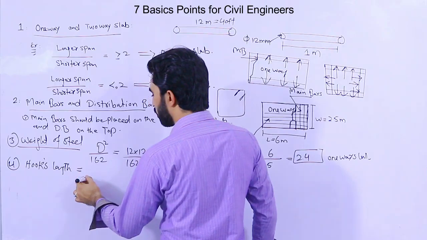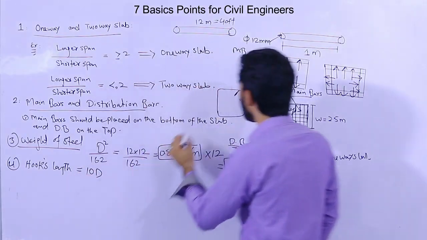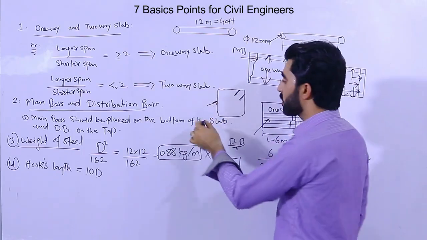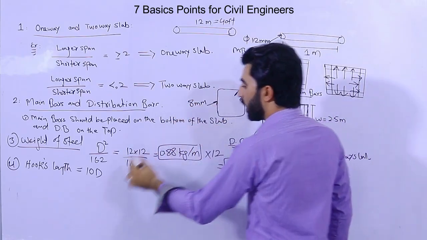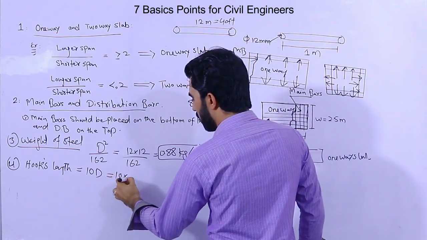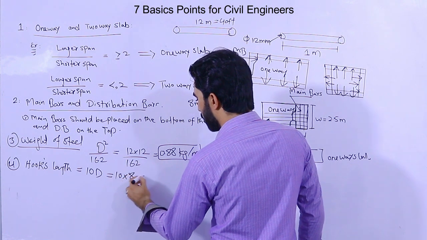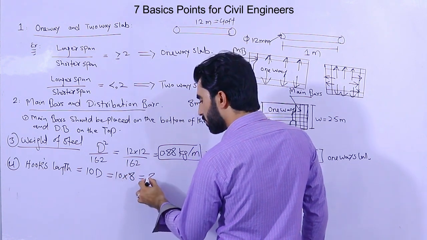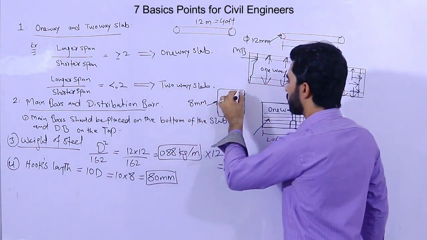You can use the formula 10D or 9D, where D is the diameter of the steel rod. Suppose the diameter of this steel rod is, for example, 8 mm. So 10 is a constant and D is 8. It means we require 80 millimeter steel length for this hook.